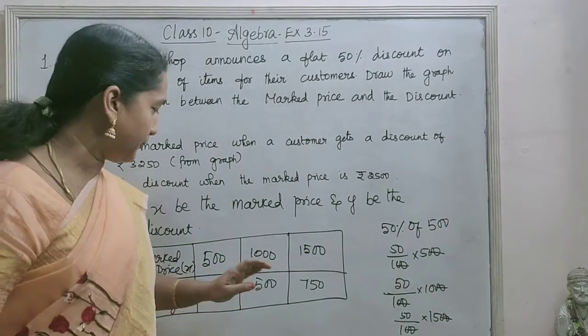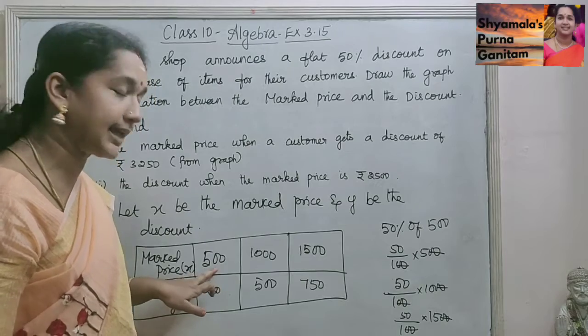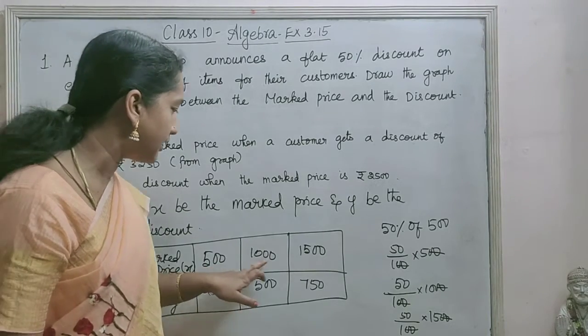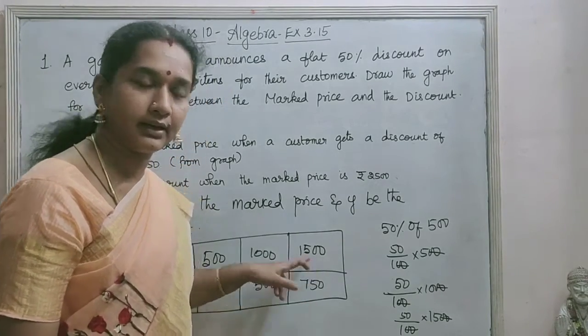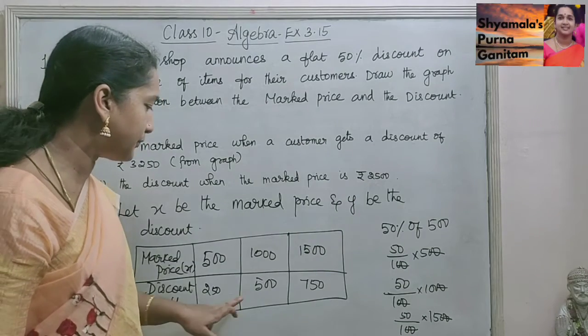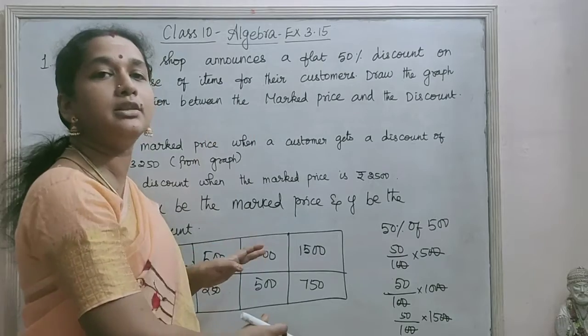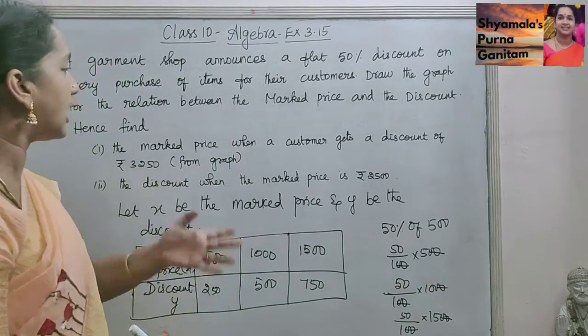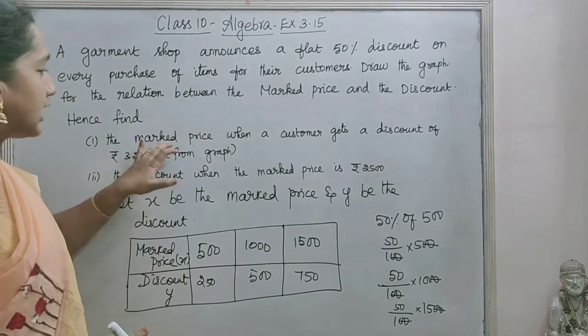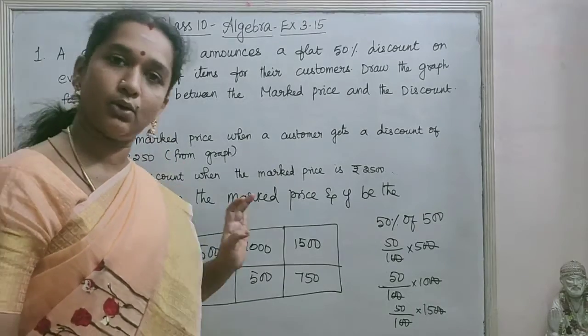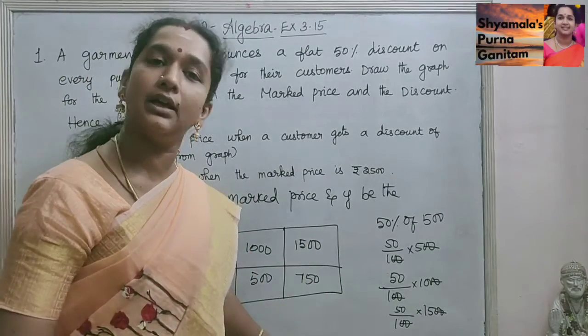Now, if we plot this, we will take x-axis as 500, 1000 and 1500, and y-axis as 250, 500 and 750, and plot this in the graph sheet. Then after plotting, we will get the answer for these two questions given. So, now we will do these things in the graph sheet.